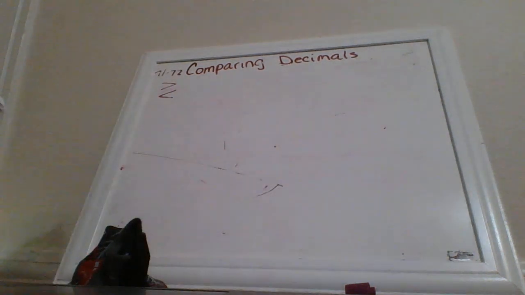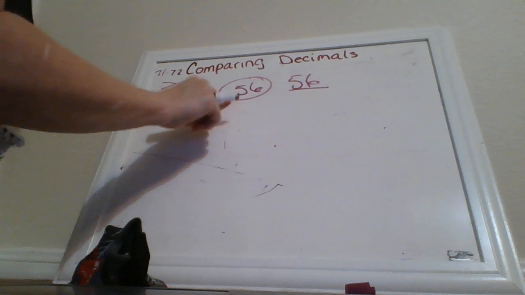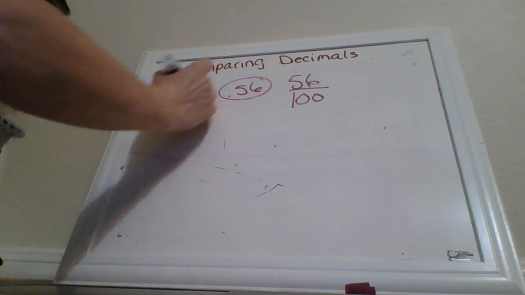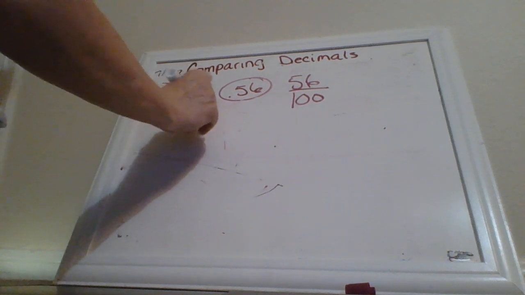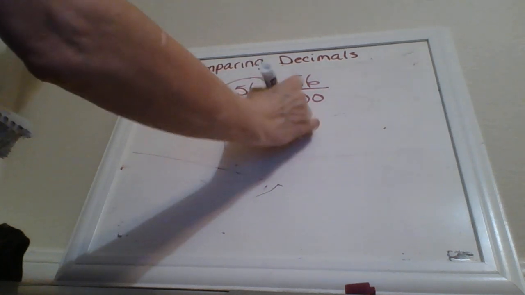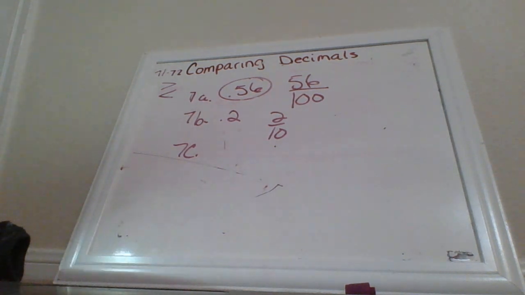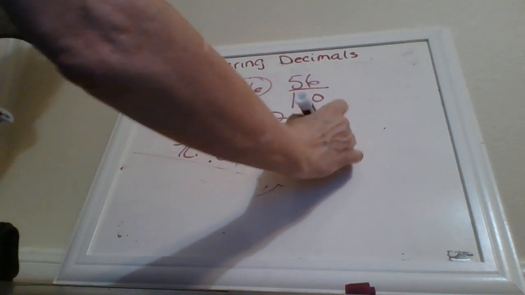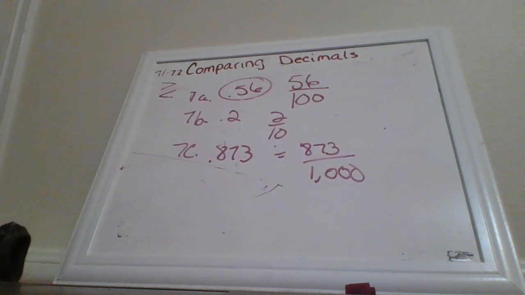Okay, so section 7 has 0.56. So your number on top is going to be 56. And then how many numbers after the decimal? That's hundredths place. So that's 56 hundredths. Sorry, that's 7A. And then 7B is 0.2. That's in the tenths place. So that's 2/10. And then 7C is 0.873. And that's in the thousandths place. So that would be 873 thousandths. And then you also need to do the greens on that one.